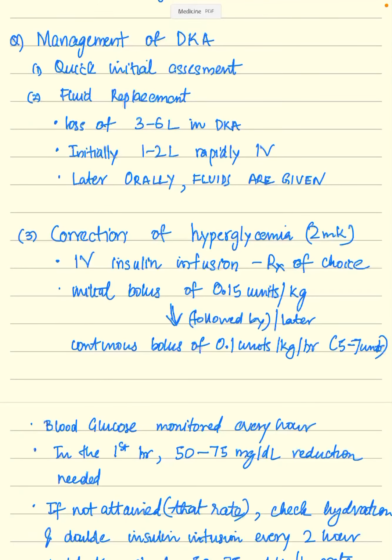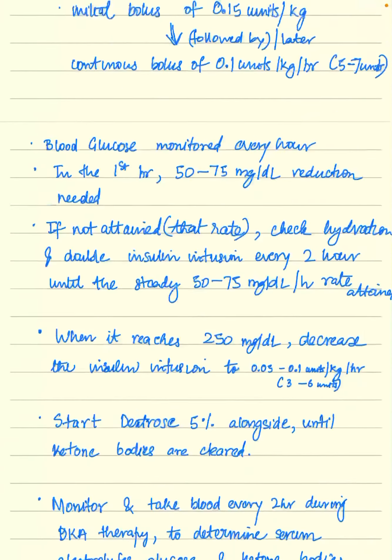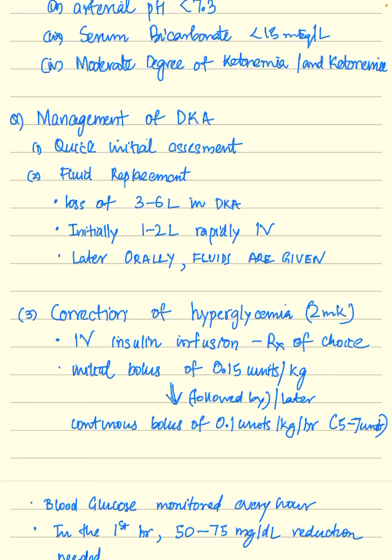Management of diabetic ketoacidosis includes 6 or 7 headings. First is the quick initial assessment. So we can assess the breathing, airway, circulation, and admit the patient to ICU.